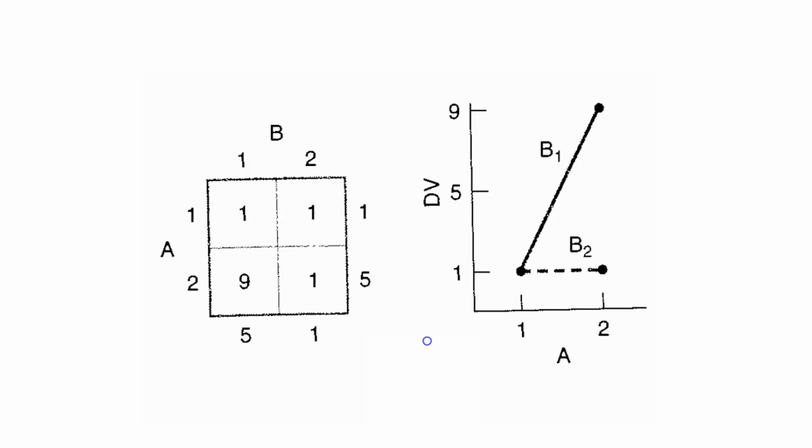Hopefully you're getting the hang of this by now. The answer here is yes, yes, and yes. 5 is different from 1, 5 is different from 1, and these lines are not parallel, suggesting there is an interaction between these two. And if we look back at the original data, we can see what's going on.